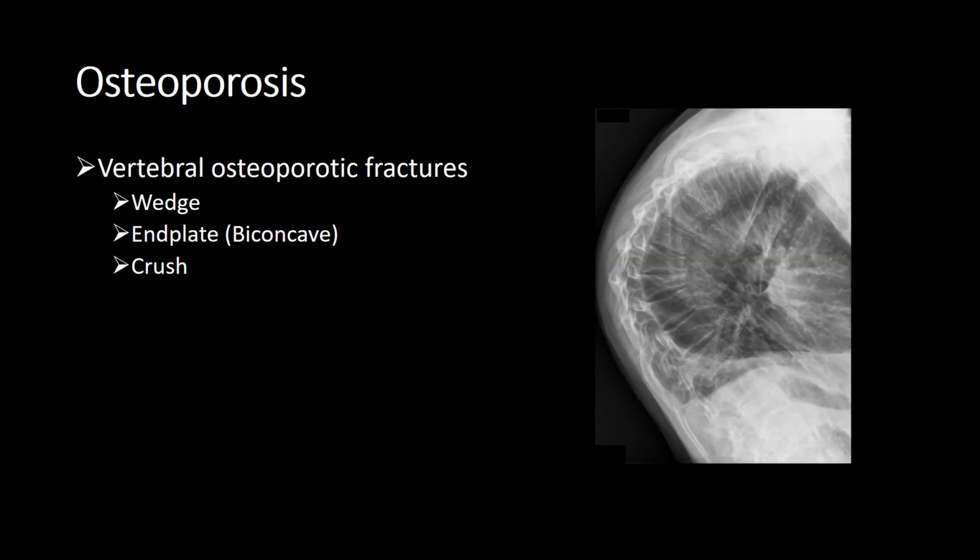So here we have a classic patient with severe osteopenia, with multiple wedge compression fractures of the thoracic spine. And you can see they've got a really severe kyphosis, otherwise known as a dowager's hump. And if you look down in the lumbar spine here, we've got a nice, well, not nice, but we've got a biconcave fracture.